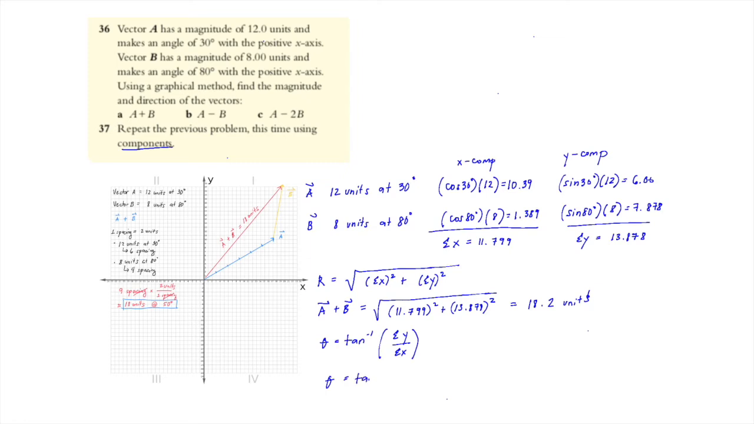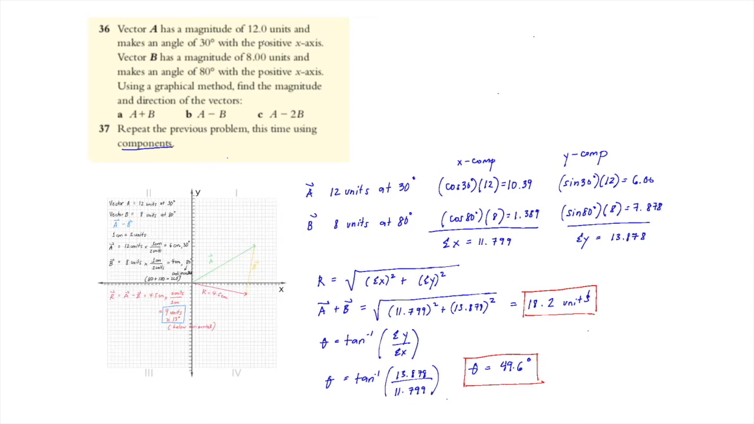And that is the arctan of 13.878 over 11.799. And so the angle would be 49.6 degrees. So let's try to see. Somehow that is also equivalent to 50 degrees. So analytically, we're going to get a more precise answer, which is 18.2 units at 49.6 degrees.